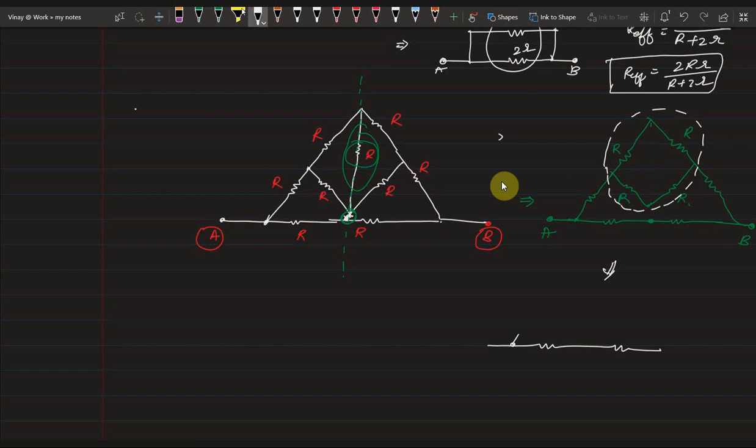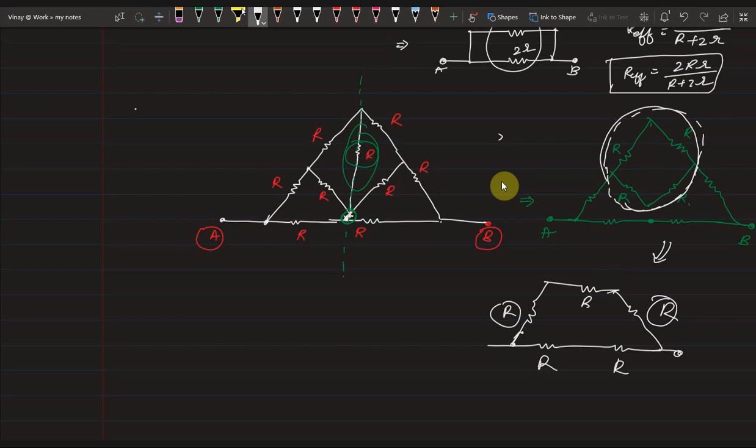So you can draw the resultant circuit like this. See how easily I'm going to draw the circuit. This is R, this is R, and this is R. See, the big complicated circuit we reduce in a small way, because this entire middle part you can write as R. And this resistance is R, this resistance is R.